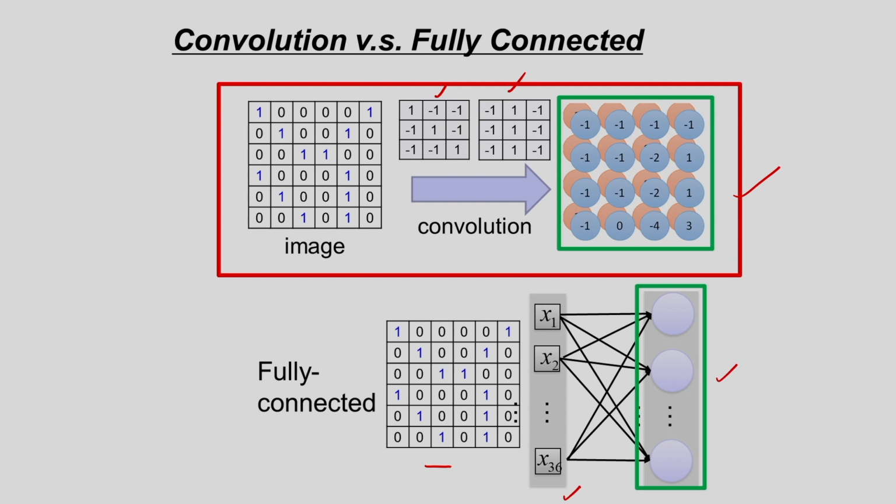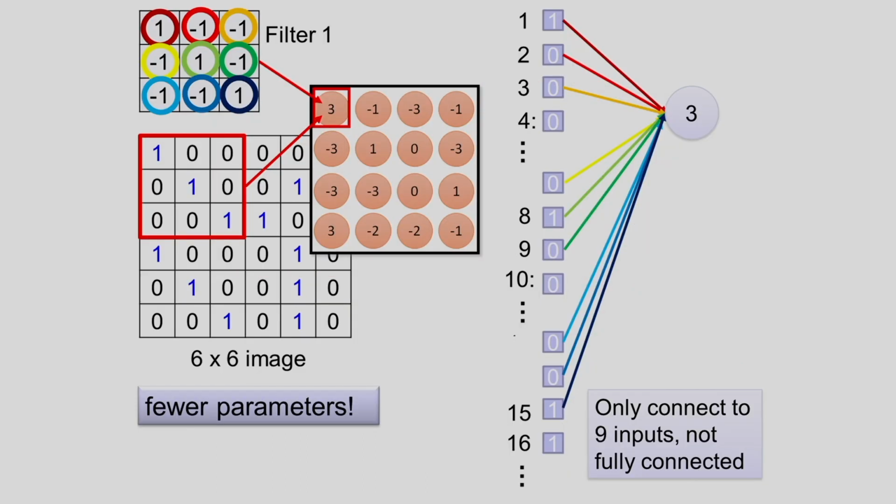We need many parameters in the artificial neural network, but because of the convolution operation we can reduce the number of parameters. Here I am applying the convolution, and by using it I will be getting only a few parameters as compared to fully connected networks. In this case I will be getting 3 here. What is the 3? The 3 is nothing but the result of the convolution between that portion of the image and filter 1.